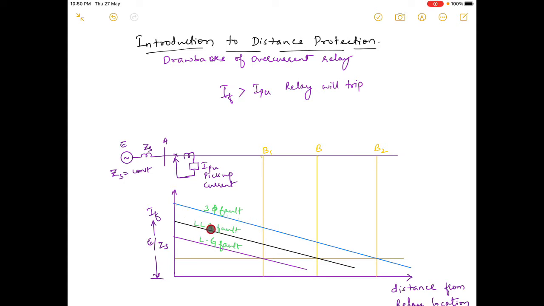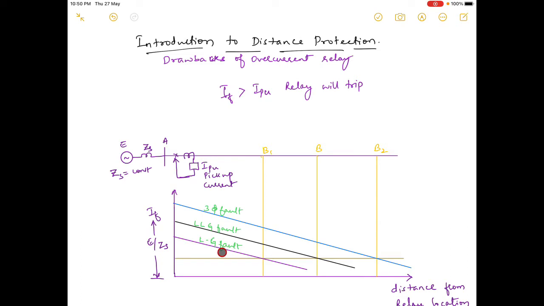Similarly, LLG fault is a bit less severe than that. Severe means its current is less, because the impedance offered by an LLG fault is higher. Since impedance is high compared to a three phase fault, its current value is a bit less. So compared to three phase fault current, the LLG fault current is less, and LG fault is less severe still, because it offers more impedance compared to LLG, so its value is less.